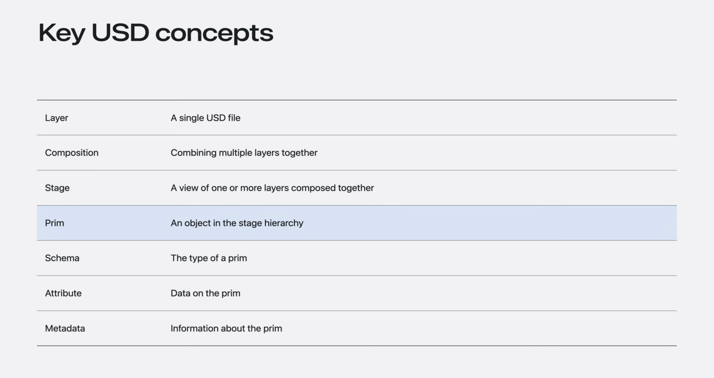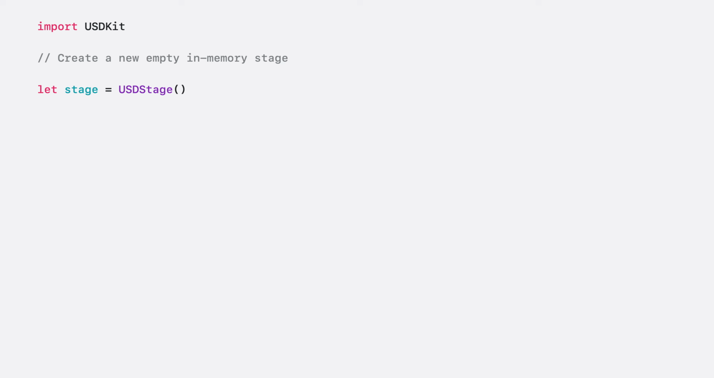Everything in a scene is represented as a USD prim. Each prim has a schema which defines its type. Prims also carry attributes, which hold the actual data, and metadata, which describes information about the prim itself. Now I've covered some key concepts, let's walk through an example of how to use USDKit in practice. I will load a stage, make some modifications, and export the result.